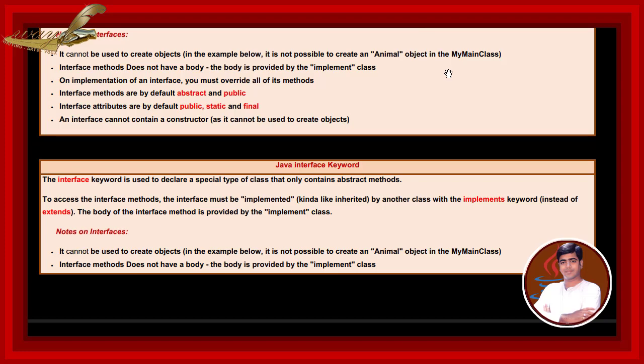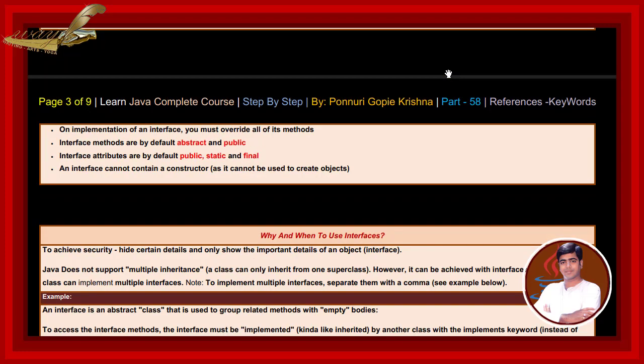It cannot be used to create objects. In the example below, it is not possible to create an animal object in the myMain class. The interface method does not have a body. The body is provided by the implement class. On implementation of an interface, you must override all of its methods. Interface methods are by default abstract and public. The interface attributes are by default public, static and final. An interface cannot contain a constructor as it cannot be used to create objects.